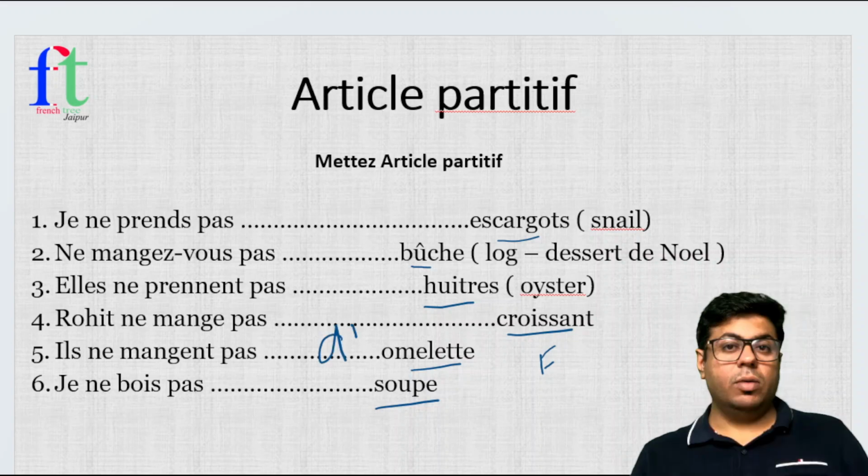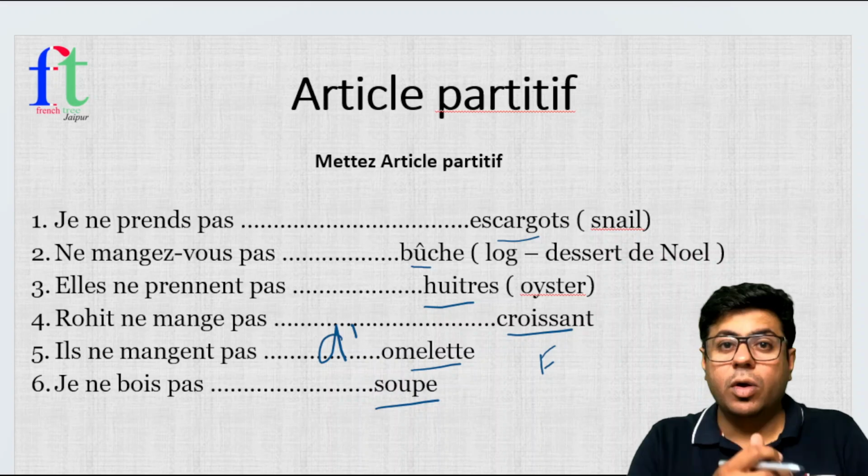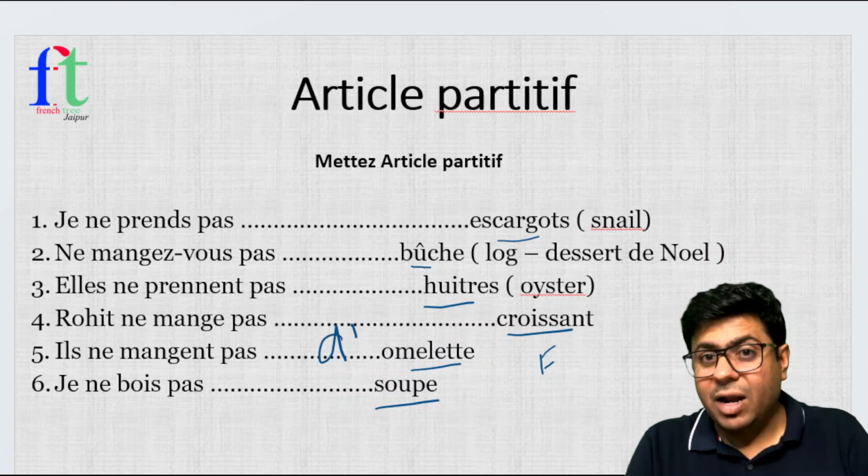So is that clear till now? I try to recap what you have done. You have done article partitive. There was a general article partitive: du, de la, de l', des, used according to the gender of the noun. If there was a negative, then we use only de. In all cases, du, de la, de l', des all will become only de, because that was a negative.